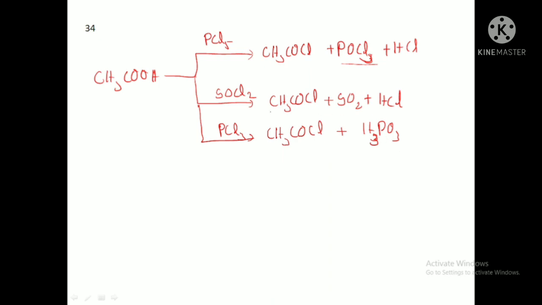This is the reaction of acetic acid with PCl5, SOCl2 and PCl3. You should remember these reactions. Next is reaction with NH3. CH3COOH, that is acetic acid, reacts with NH3 to form ammonium acetate, CH3COO minus NH4 plus. This is ammonium acetate.